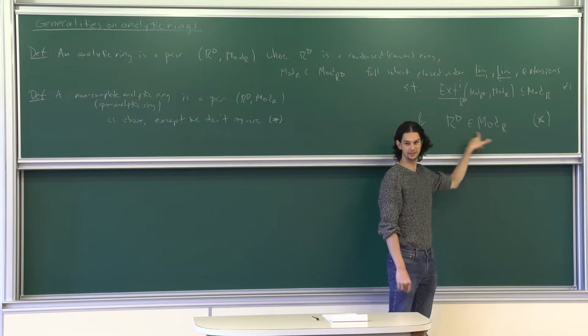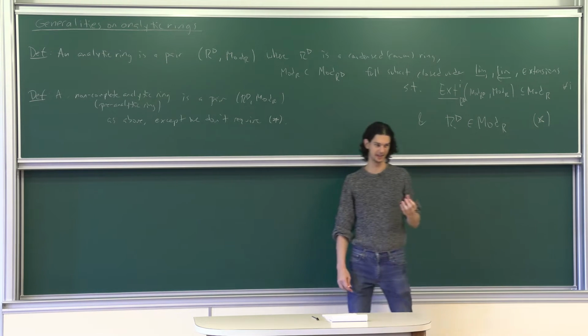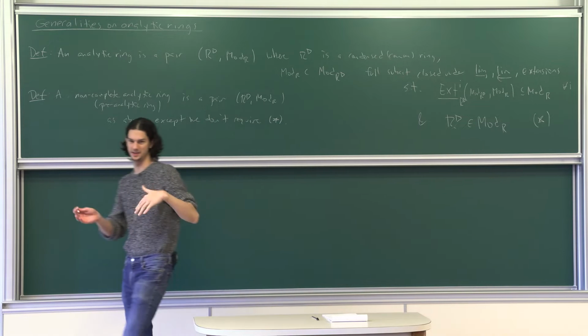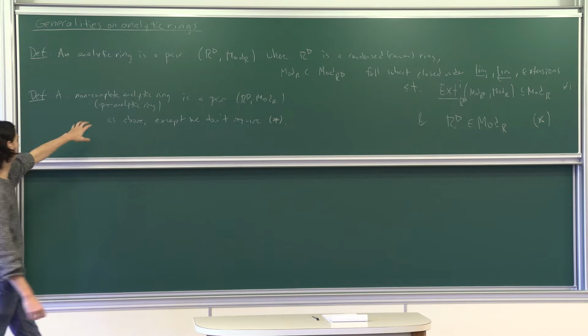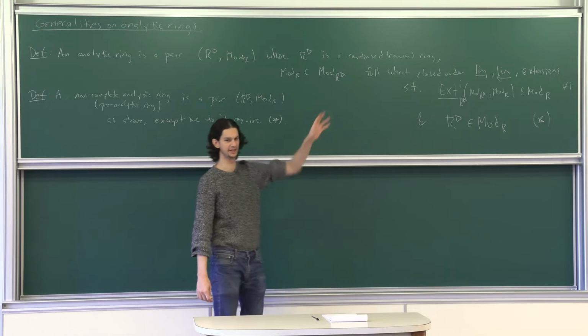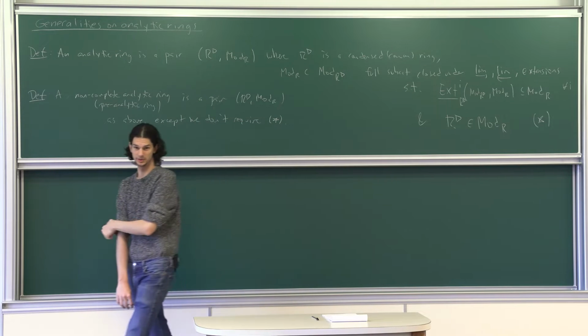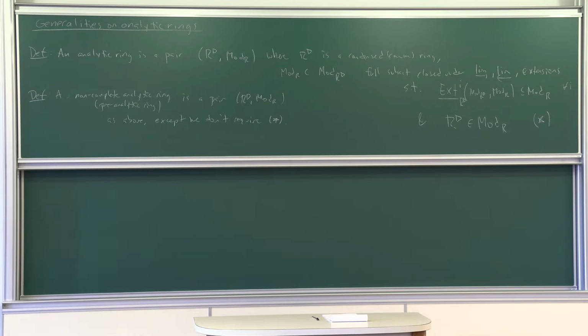And then you have that this condition is not necessarily satisfied. But what I'm about to discuss is that there's a completion procedure that lets you go from any non-complete analytic ring to a complete analytic ring. And that's the most convenient way to do things.